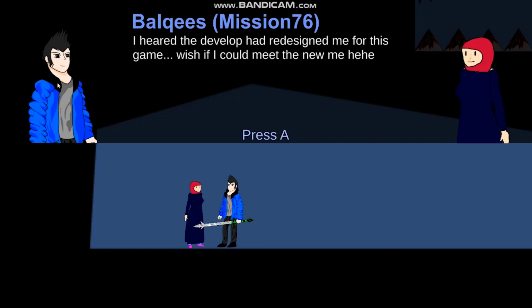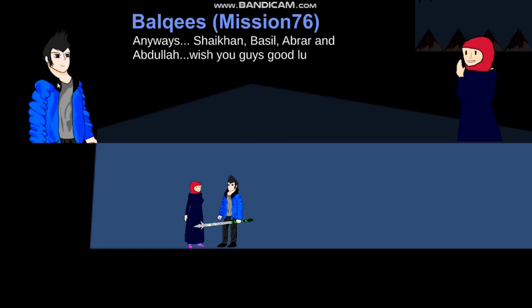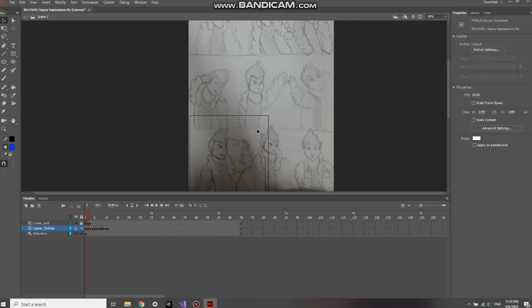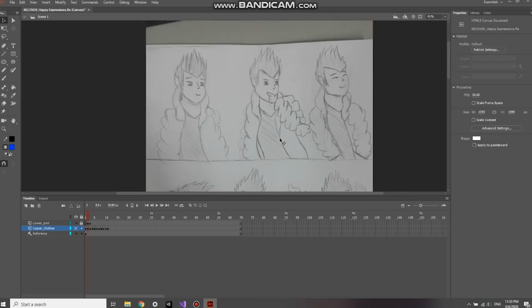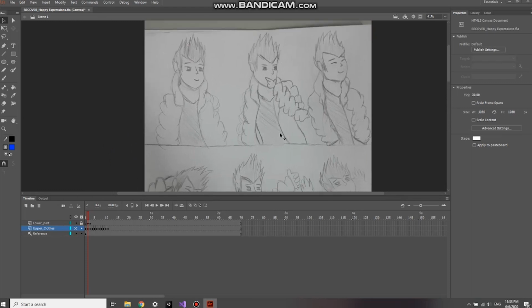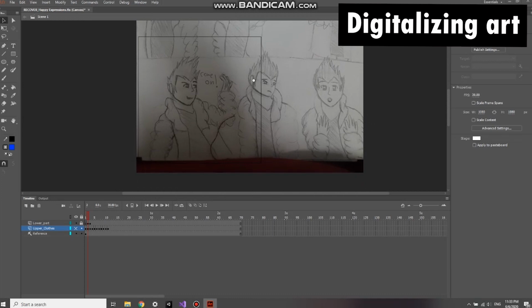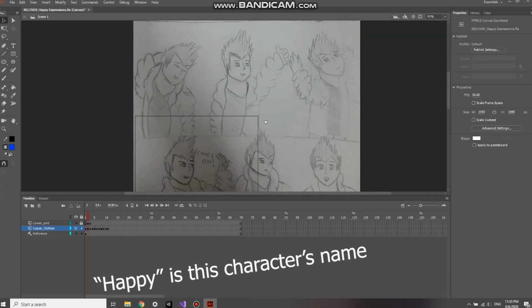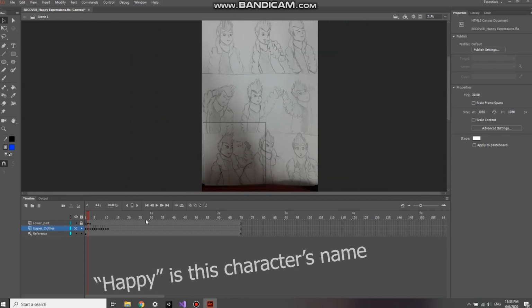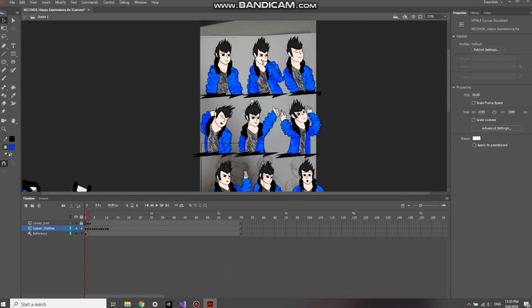I'm using Adobe Animate, which is not quite common for game dev, since most people use Photoshop or some other programs, but in my case, since I got used to Adobe Animate, I'm using it. So this is the concept art I made by hand drawing, and these are the different expressions of happy. Basically I was supposed to digitalize it, and I did. That's how they look.